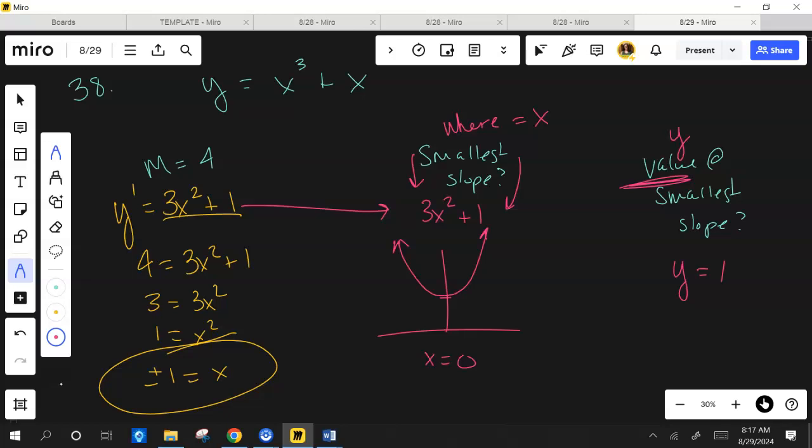You could find the vertex there. Graph it and look for the lowest point. I don't know that algebraically, other than, I mean, we're going to talk about calculus ways to find that soon.